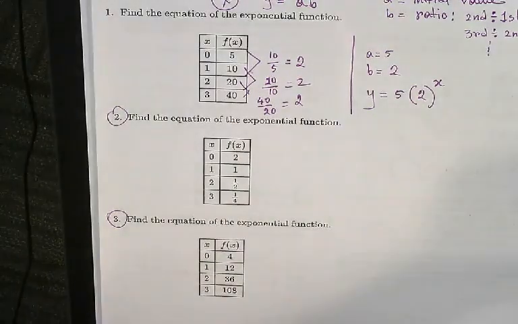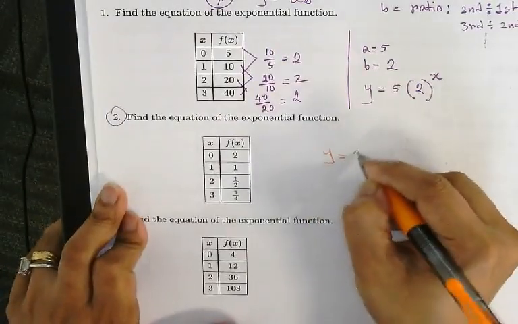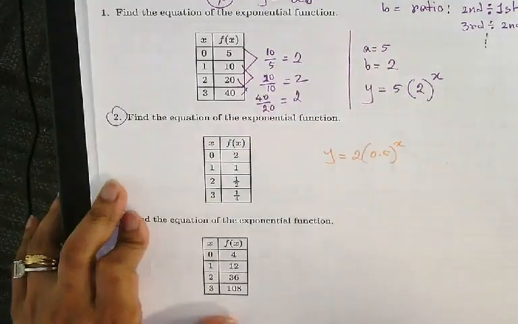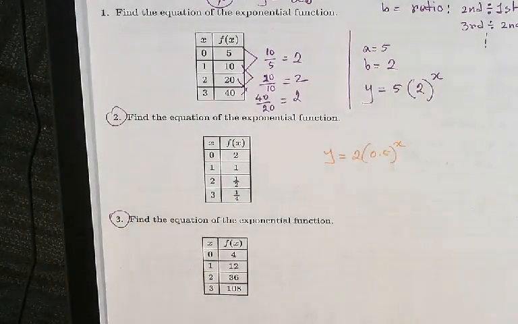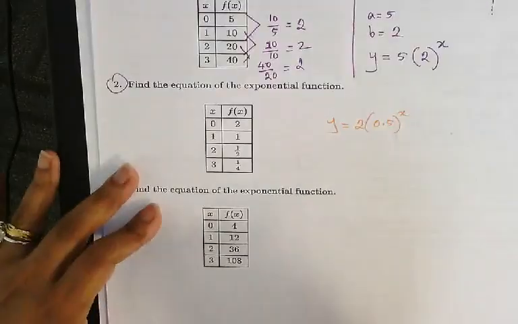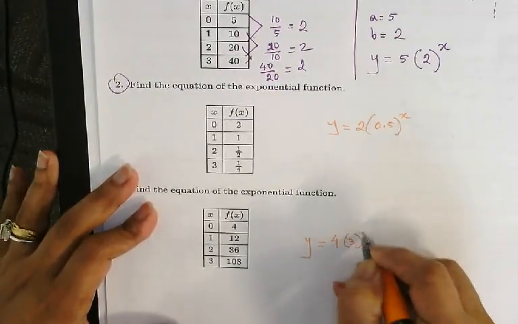All right, so for this one, the answer is going to be y equal to 2 times 0.5 to the power x. You can keep it as a fraction, you can keep it as a decimal, it really doesn't matter. It all depends on how the answer choice is given for you. You have to pick that one. Make sure you check all the answer choices, that's it. And this one will be y equal to 4 times 3 to the power x.